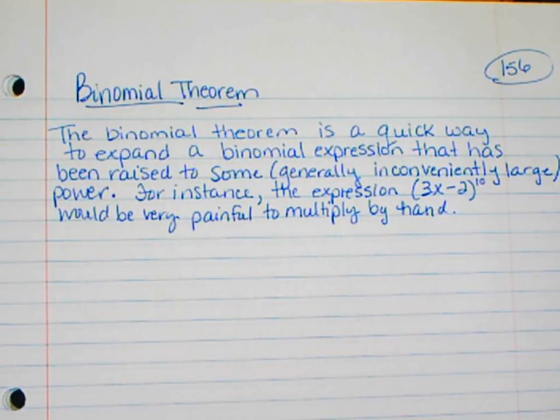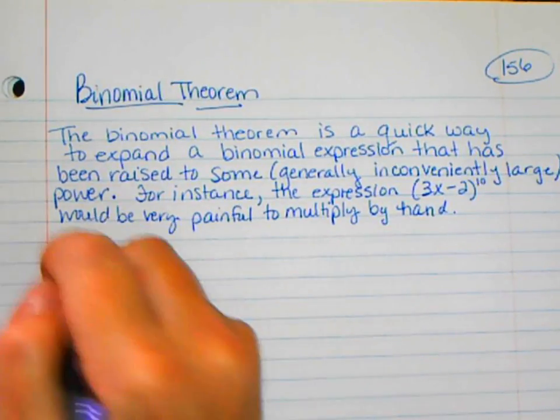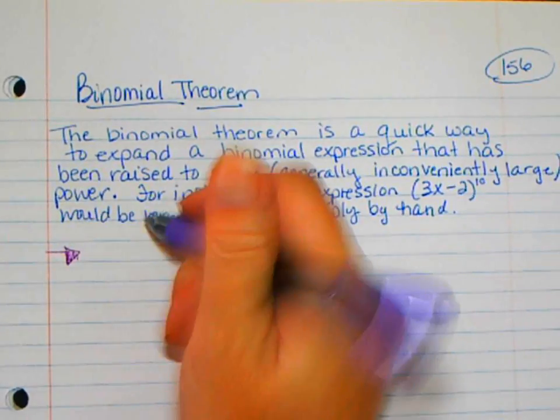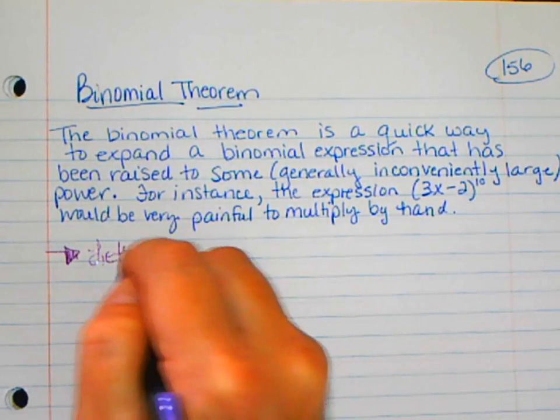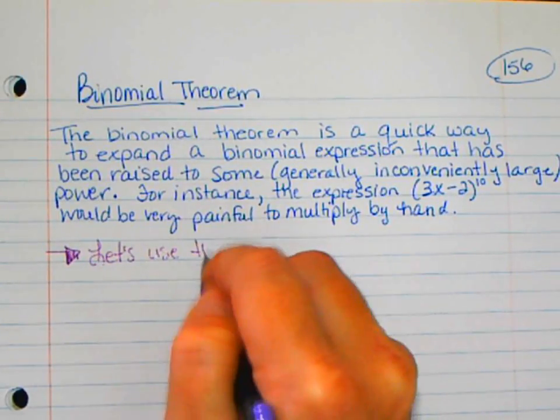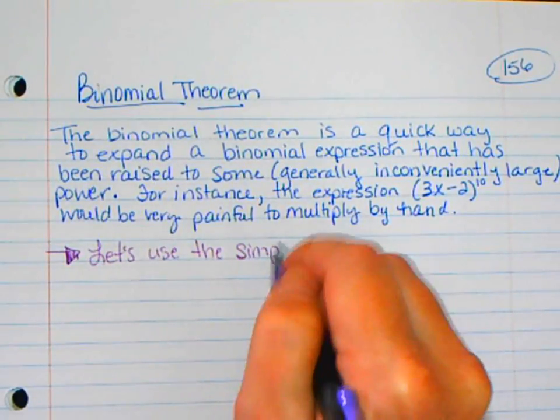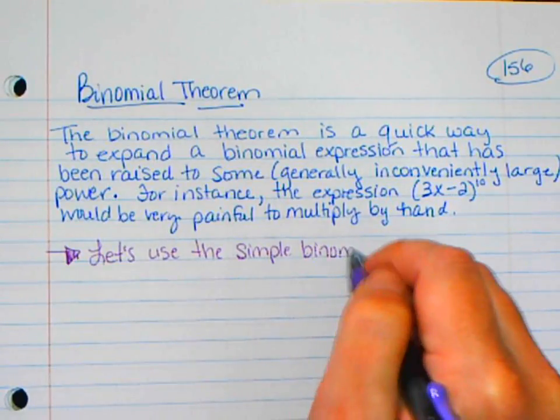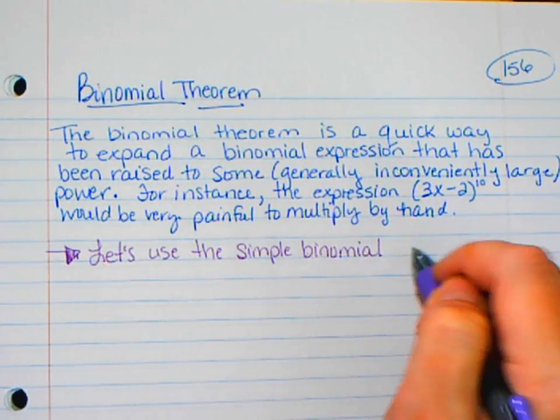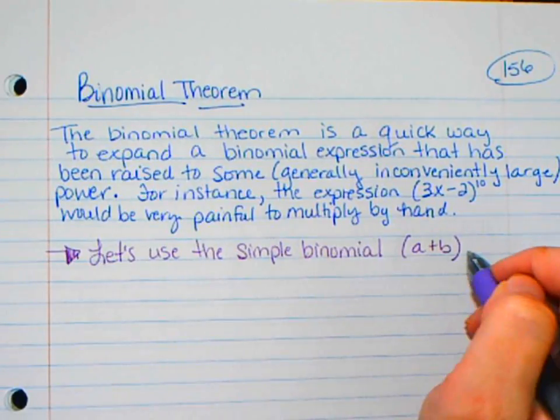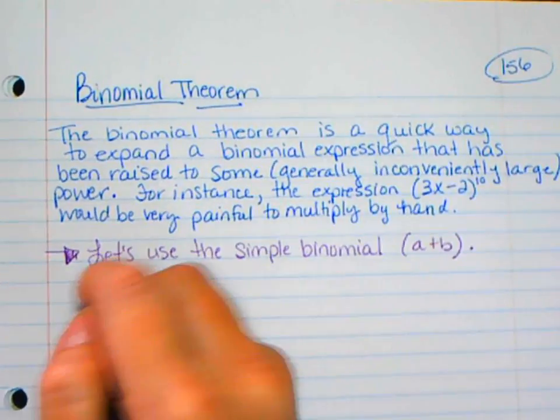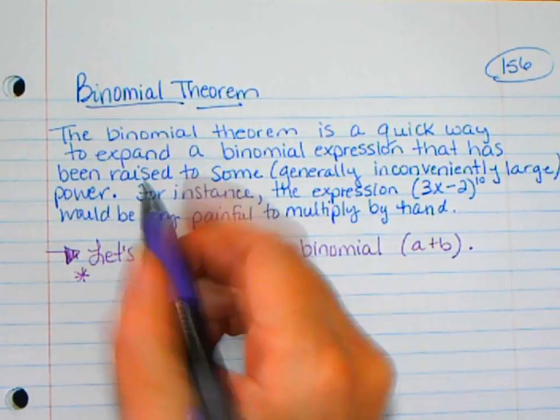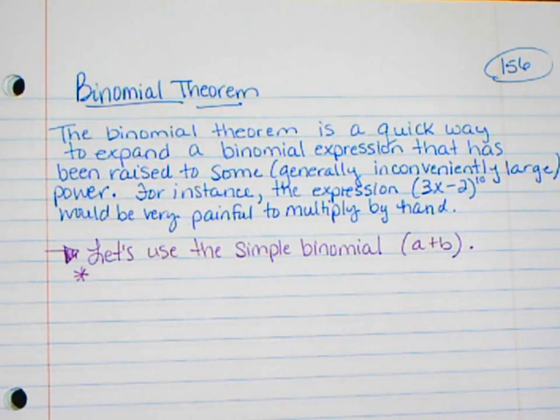The way I'm going to show you how it works at first, we're going to start with just a simple binomial so you can start to recognize the pattern, okay? So let's use the simple binomial a plus b. I'm going to put a little star, but it could be any binomial, as long as it's a binomial. Two terms, a term plus another term, a term minus another term.